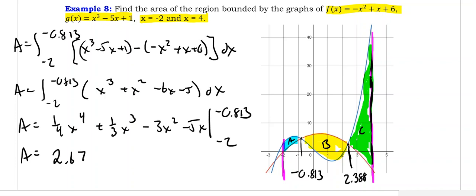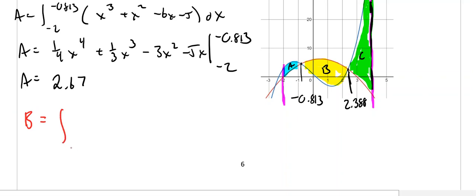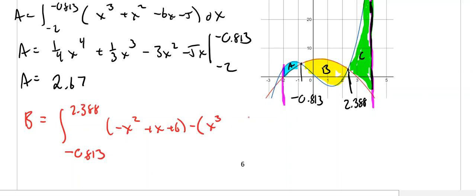Now, area B, let's do that in red. Area B then is going to be the integral from -0.813 to this other point, 2.388. And it's going to be just the opposite. We're going to be taking the negative x squared plus x plus 6 and subtracting the x cubed minus 5x plus 1 from it.